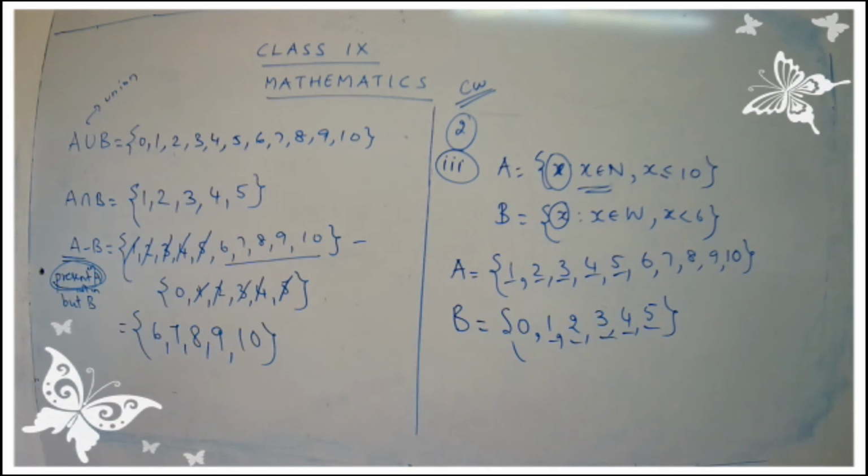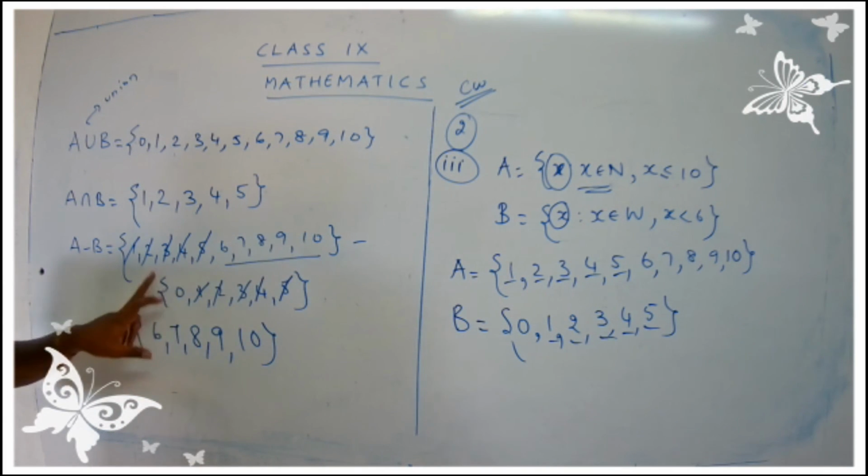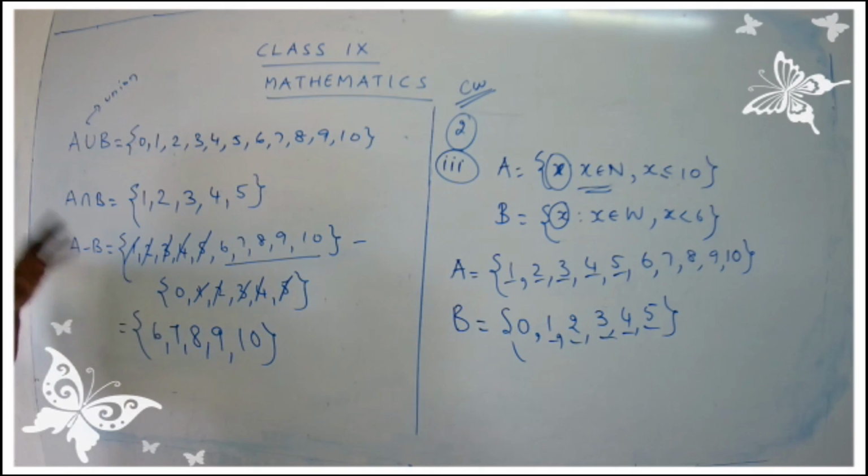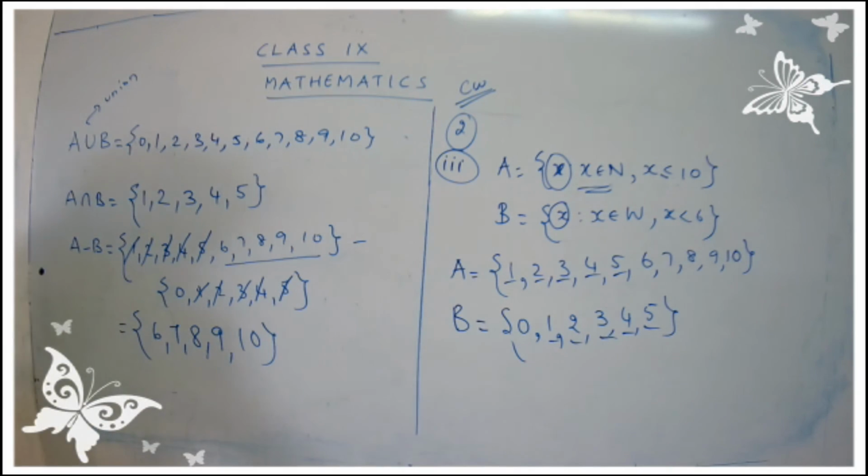So just cancel out the common members. You can cancel them with the pencil, children. No problem. So 1, 2, 3, 4, 5 get cancelled. What is left here? 6, 7, 8, 9, 10. Do not write 0. 0 is present in B. I don't want B. I want A. So 6, 7, 8, 9, 10.